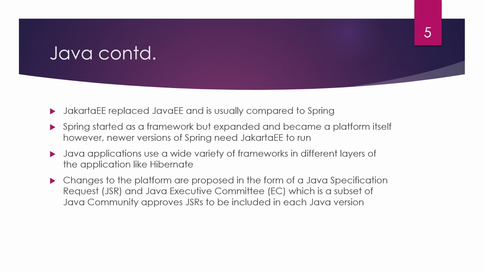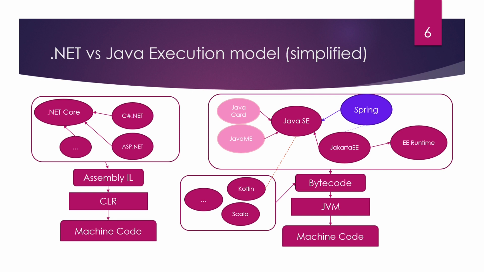Changes to the platform are proposed in the form of a Java specification request, and Java Executive Committee either approves or rejects these JSRs. And if they are approved, they can be included in the next versions of Java. Now let's have a look at the execution model of these two technologies. I'm not going into details of the execution models because it can get very complicated. It's just an eagle-eye view.